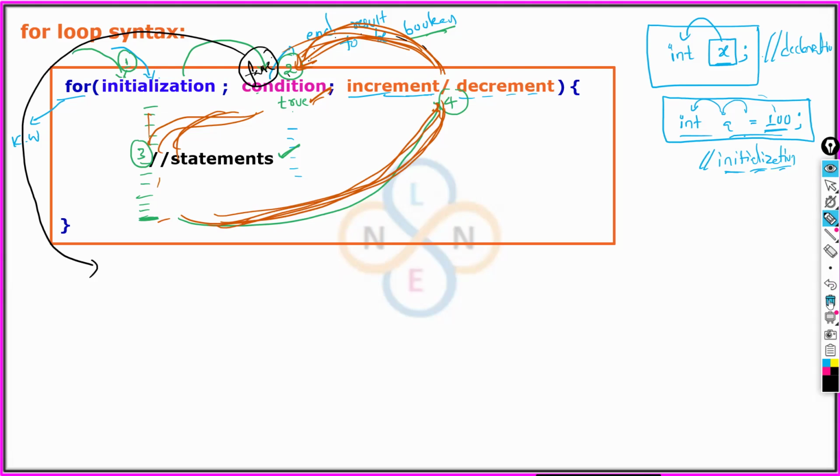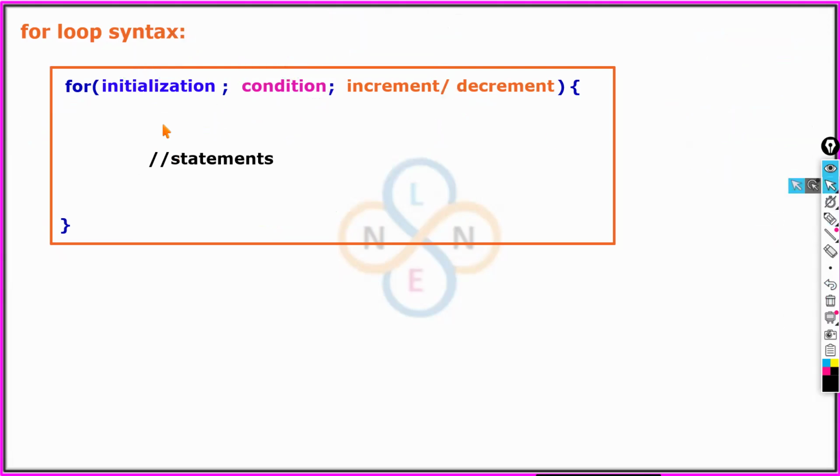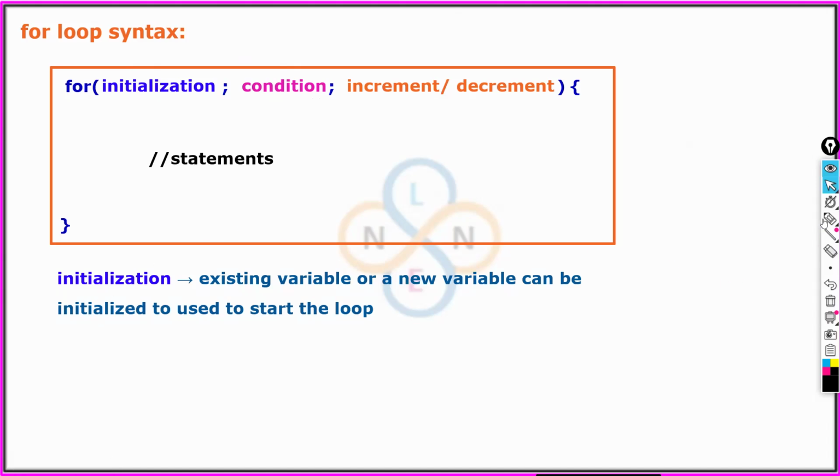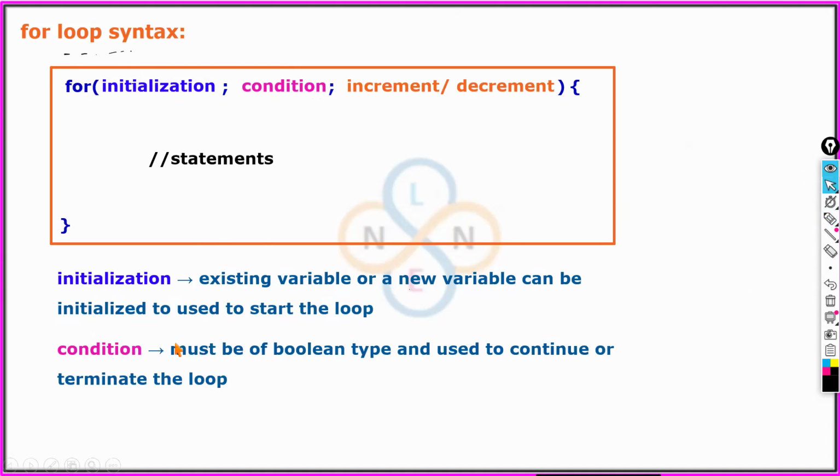Okay, so then let's get some more clarity about these terms. Initialization: an existing variable or a new variable can be initialized to start the loop. If you already have a variable prior to this one, then you can use that variable, or you can declare a new variable to initialize. So this general initialization will be used to start the loop. Then condition, as we discussed, must be of Boolean type and is used to continue or terminate the loop. As I said, true means continue, false means terminate.